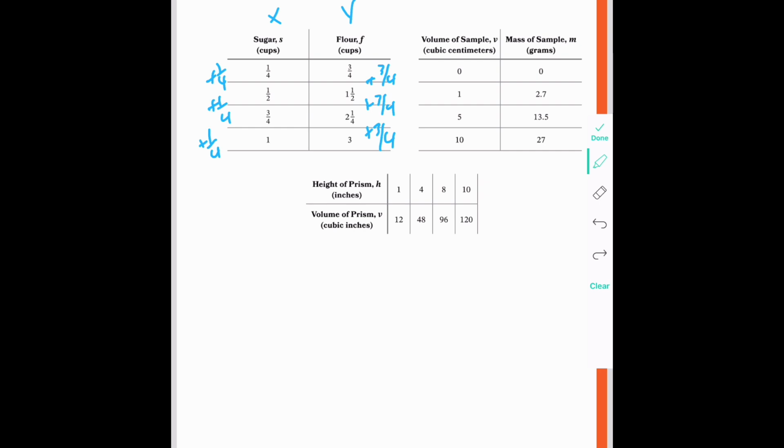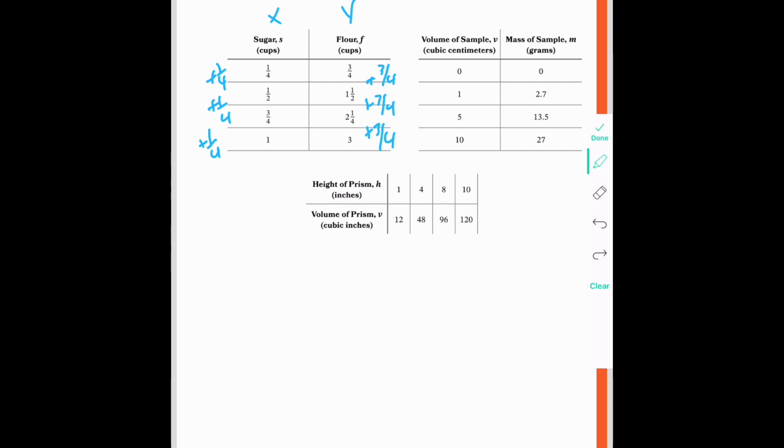So in this situation, these things would be proportional because when sugar is adding 1/4, flour is adding 3/4. So they're increasing by a constant number at the same time. Okay. Also, if we were to divide this number by this number, we should get the same number each time, every time we divide Y by X. But I'll show that with a different table. Okay, so we know that this table is proportional.